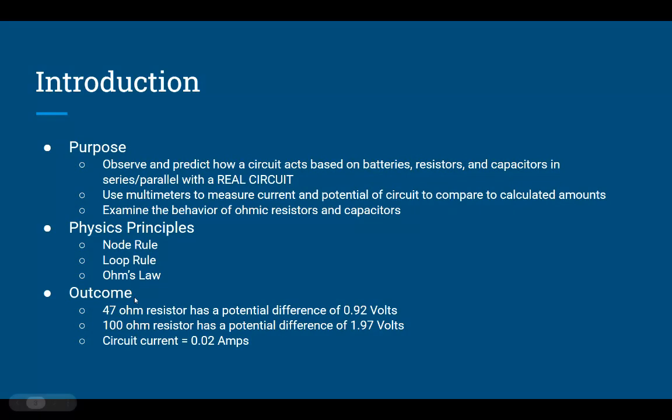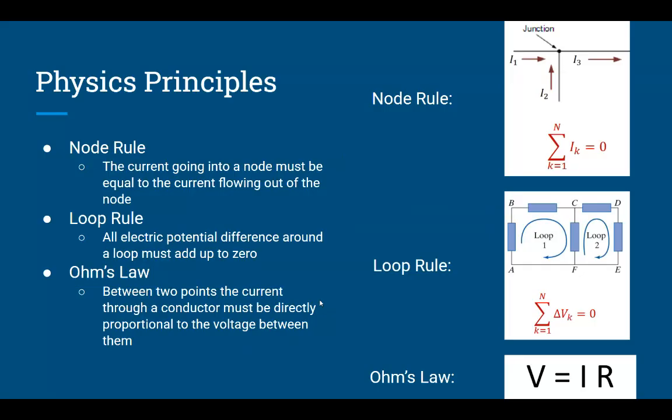We have some physics principles we're going to go over, but the final outcome that we're going to look at is going to be some of our potential differences and the current of the circuit. So the physics principles for this one: a node rule, which says the current going into a node must be equal to the current flowing out of the node. So I1 and I2 have to equal I3 in this example.